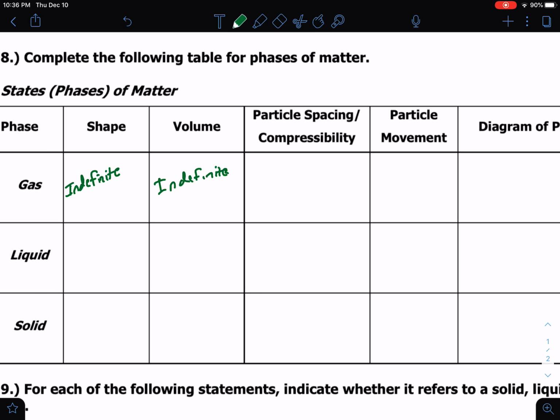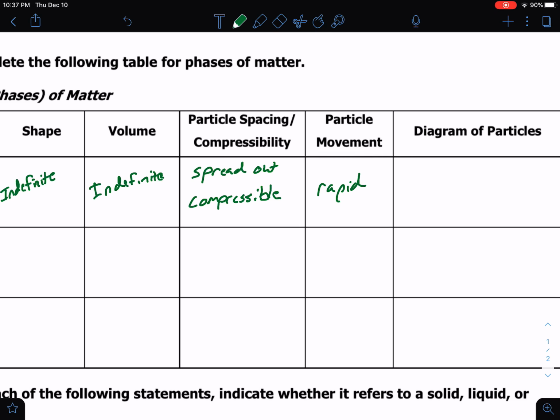Particle spacing and compressibility: a gas is going to spread out, so it just takes up its container and moves on. It's not really dense around each other, and it is very compressible. Since there's so much space in between, there's a lot of room to compress it. Particle movement is considered rapid, since gases are very fast-moving molecules. The diagram is a bunch of gas particles moving around at high speeds, pretty spread out.